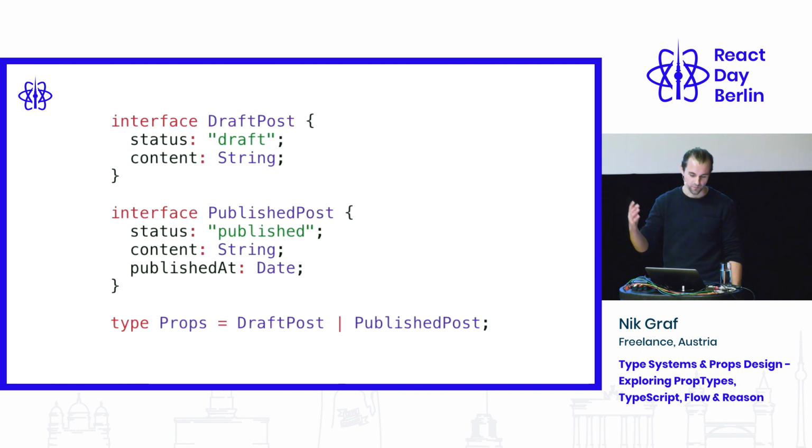As said, we skip PropTypes. They don't bring too much value for me to go into it. With the strings, we basically want to do a union again, a union type, where we have this pipe character. So we say either it's a draft post or it's a published post, and then we can define the content of these two interfaces.